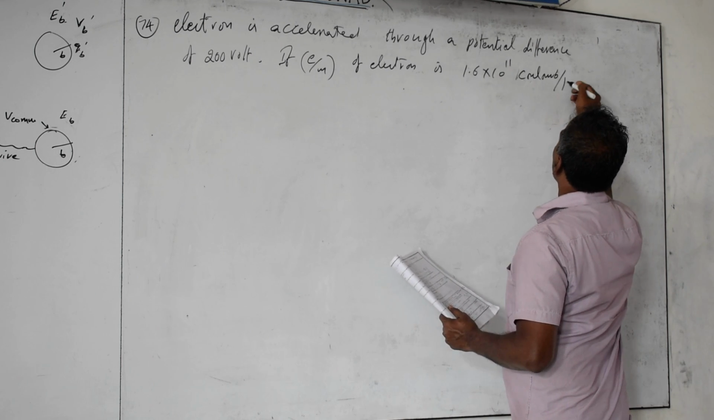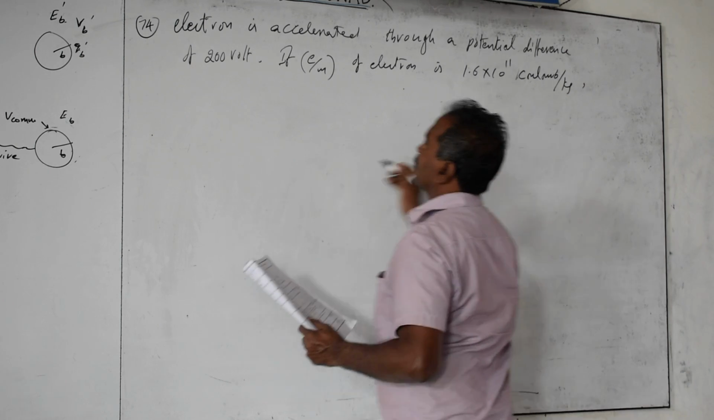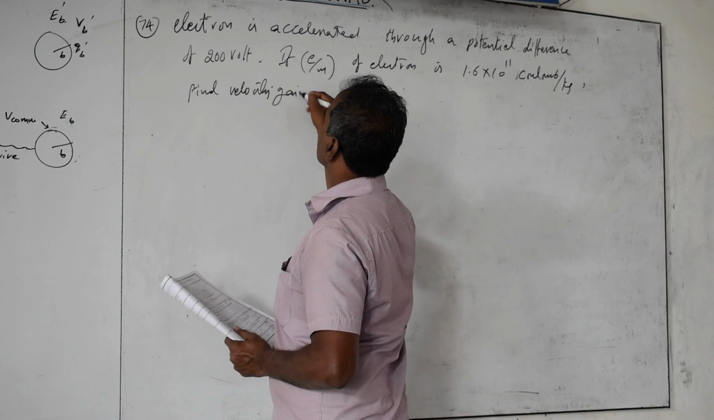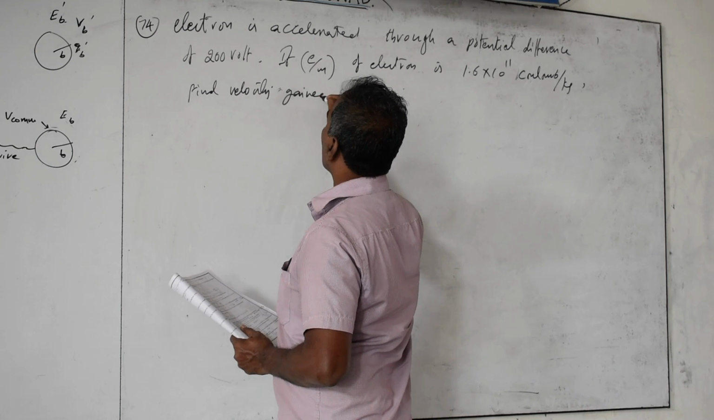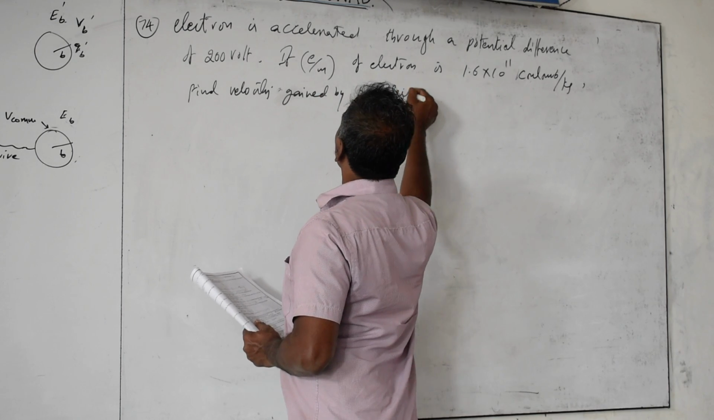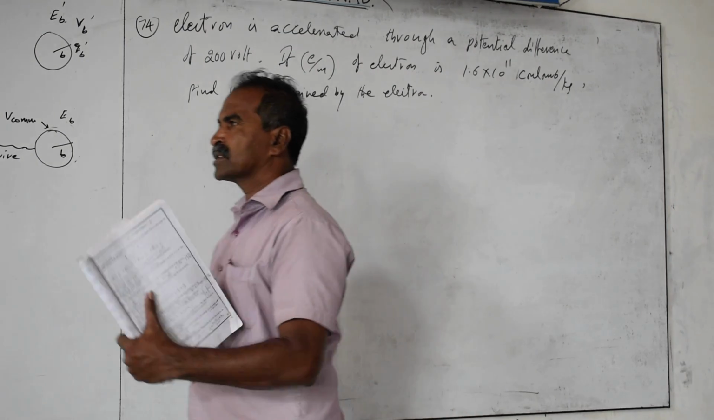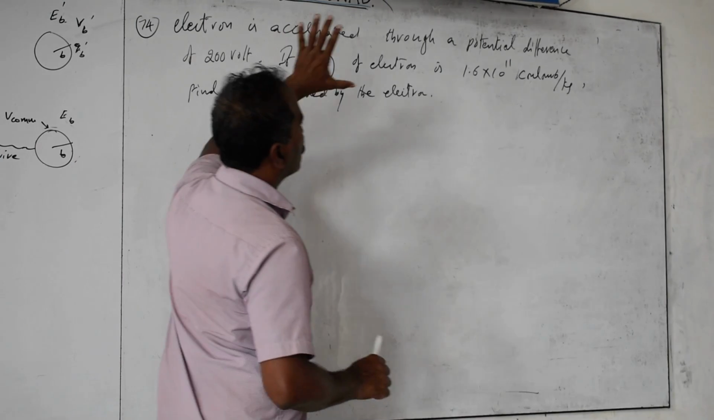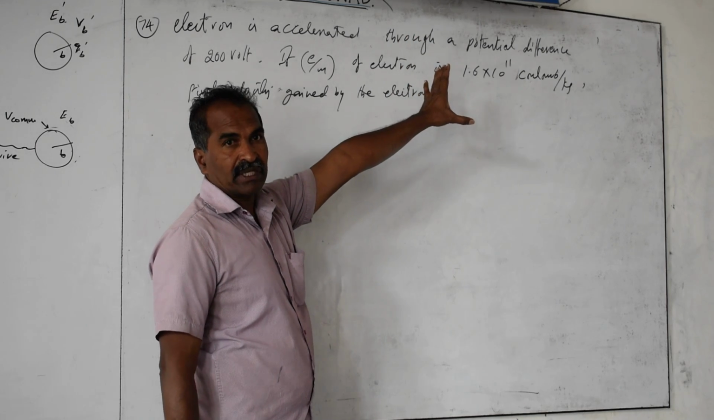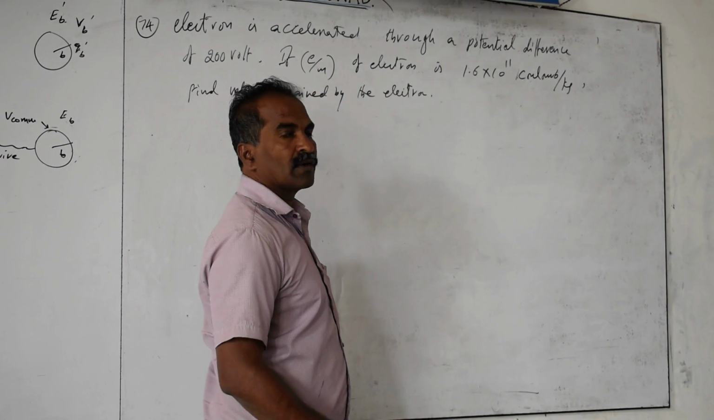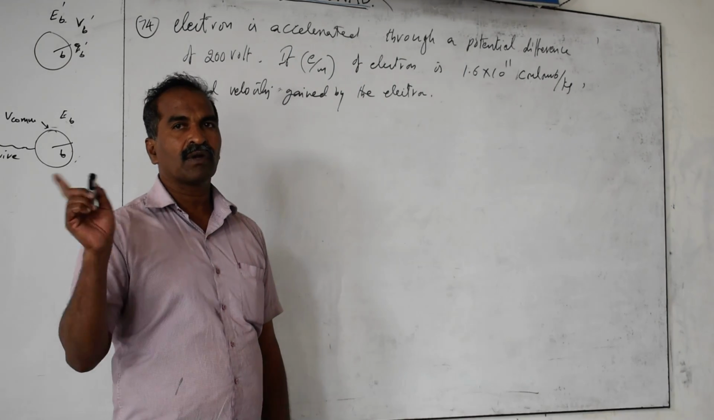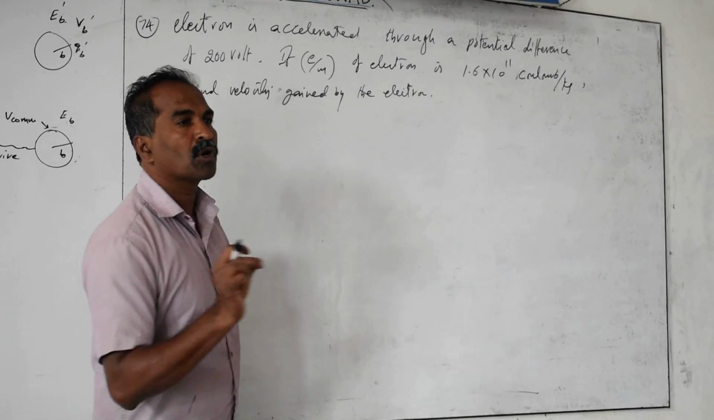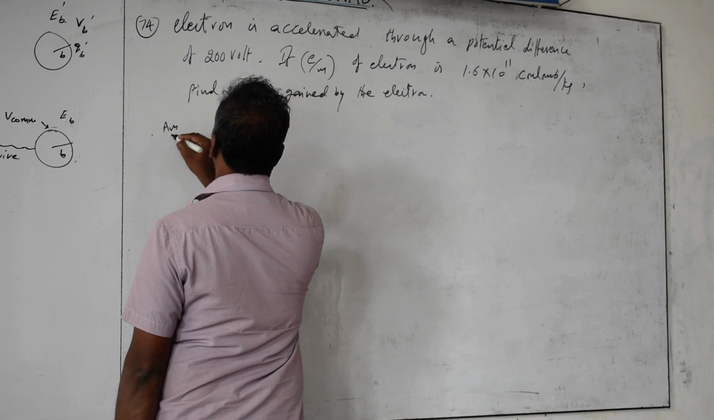Gained means there is an initial velocity that is changed to a new velocity. Whatever work is done by the electric field due to the potential difference is converted to kinetic energy. So what is the relation between the potential difference and the work done? Potential is work by charge, so work becomes equal to charge into potential difference.